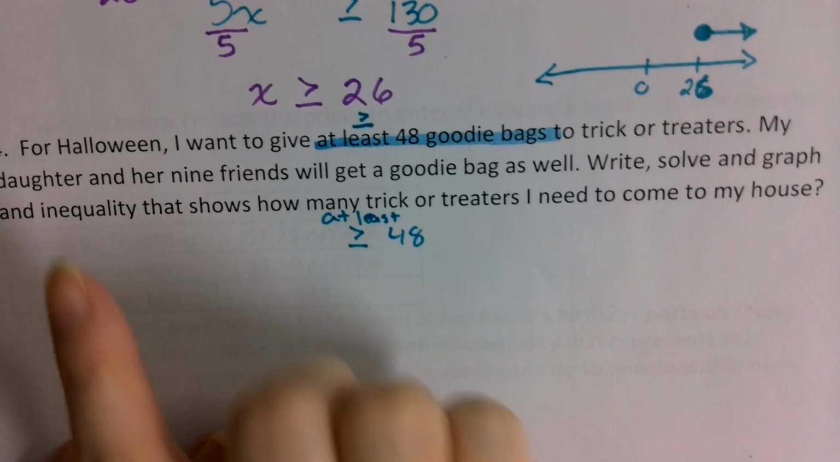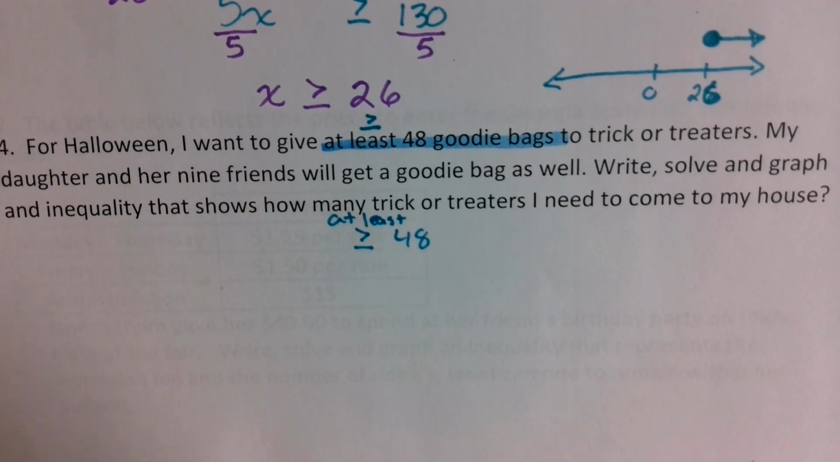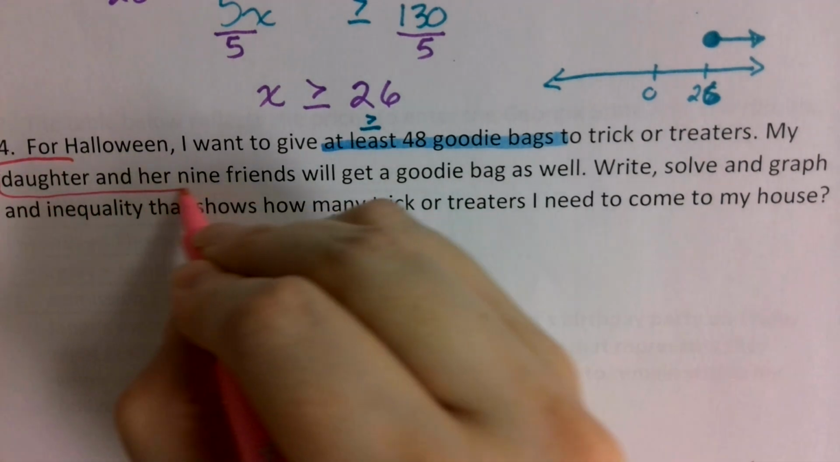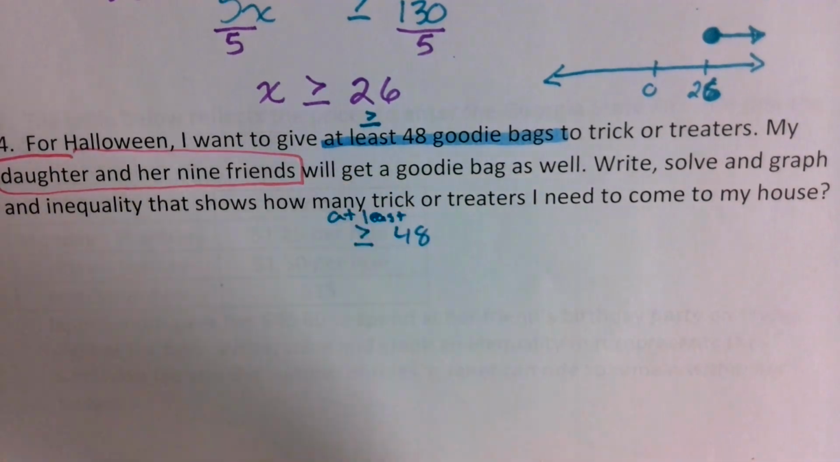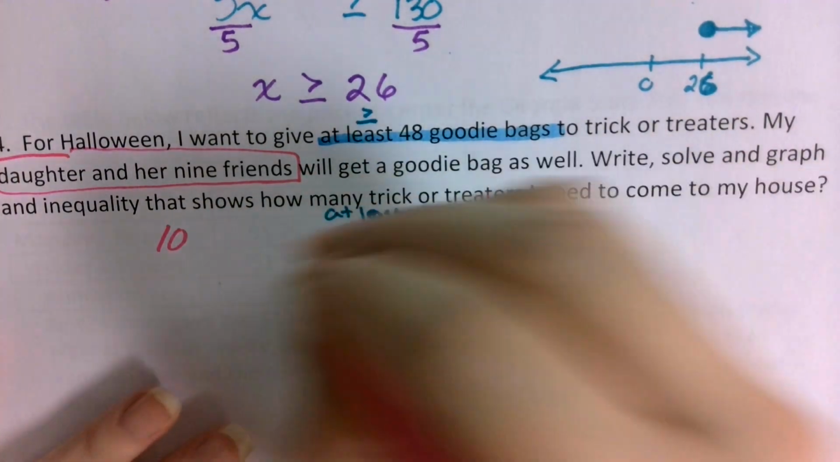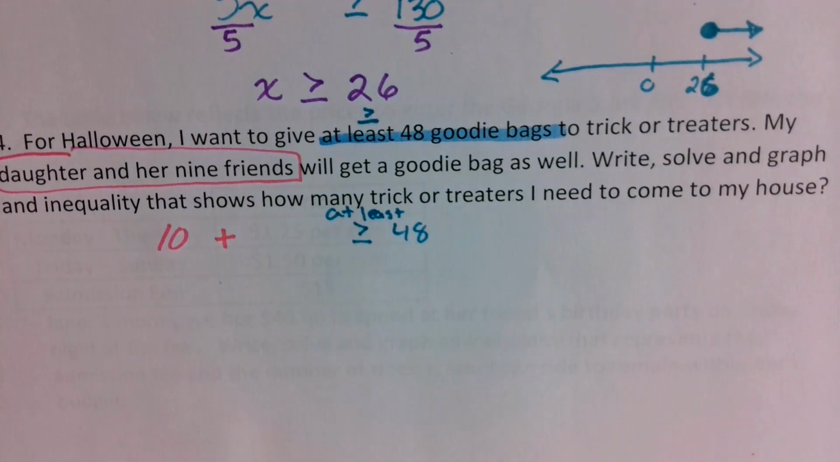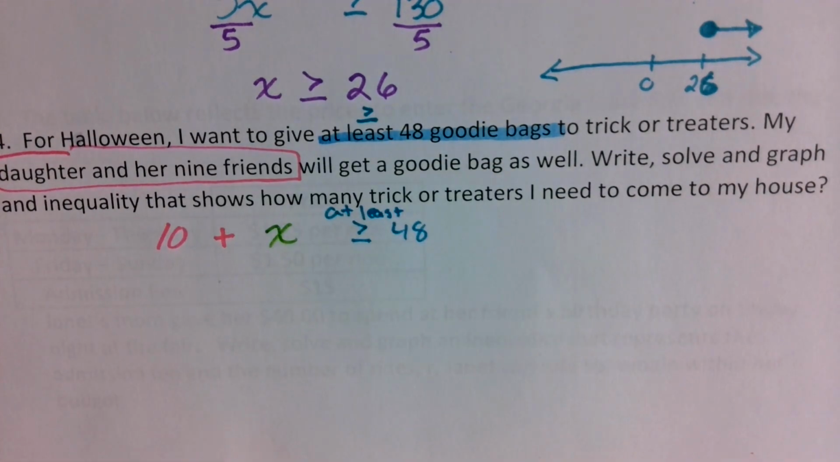Now, my daughter and her 9 friends. How many people is that? Okay. 10 people. Plus any additional trick-or-treaters, which I don't know how many.